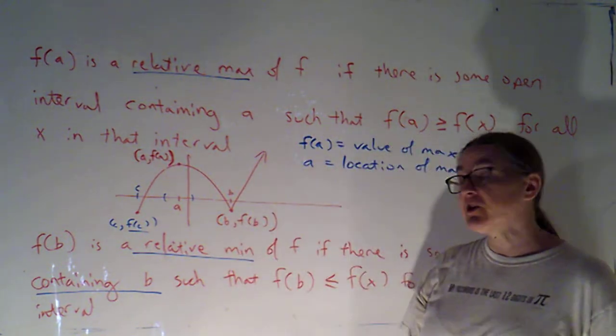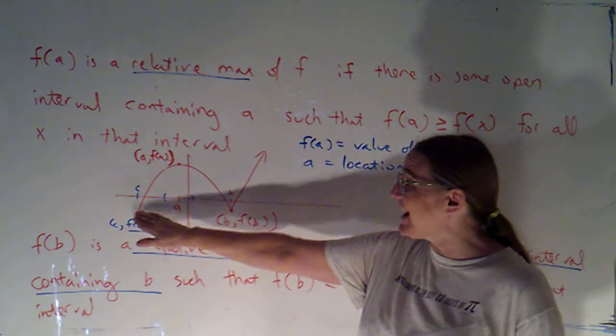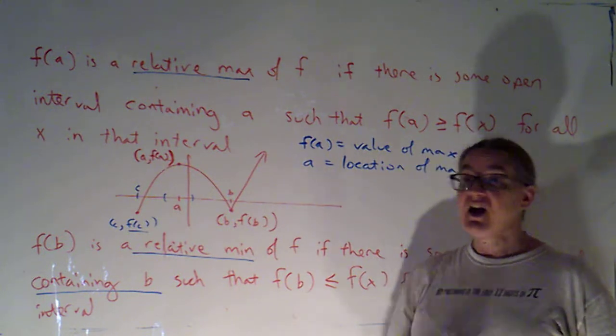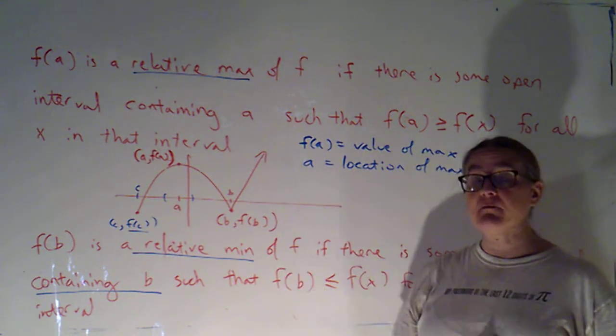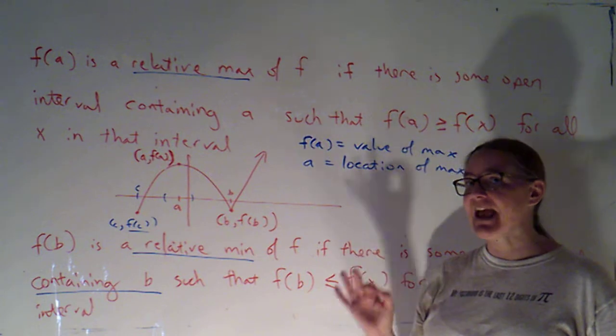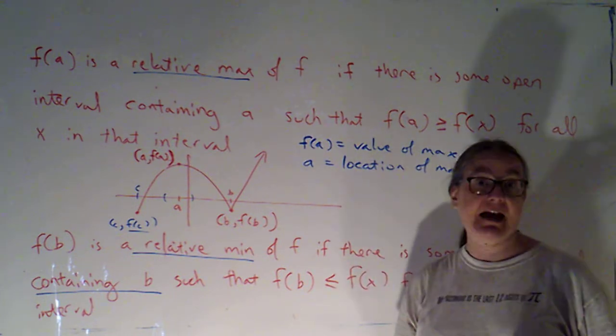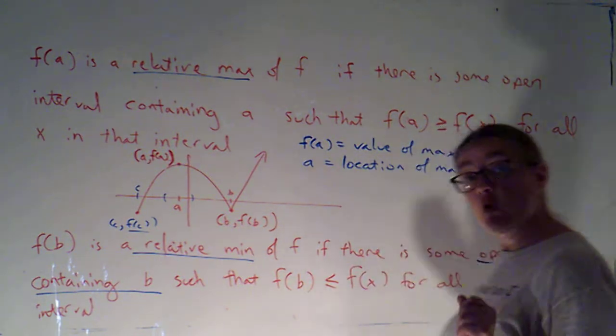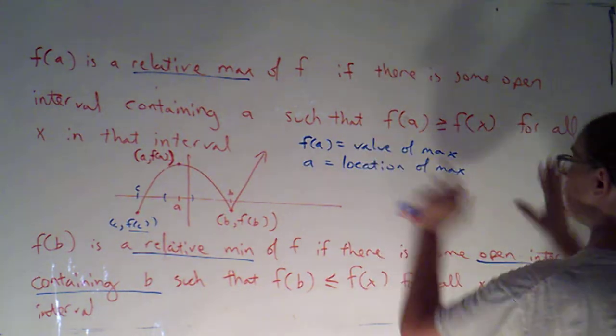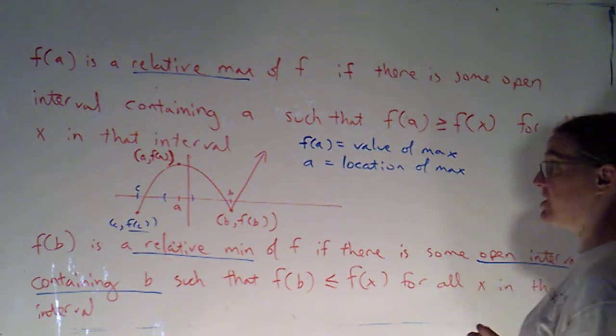So if you have a function whose domain includes a finite endpoint like this, no matter how high up or low down that point is, it does not count as a relative max or min. So that's one important technicality that comes from this definition.